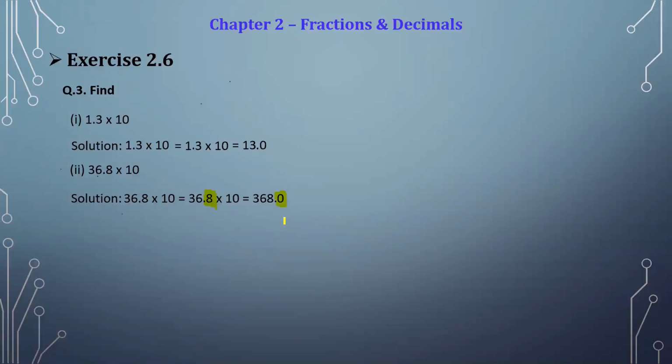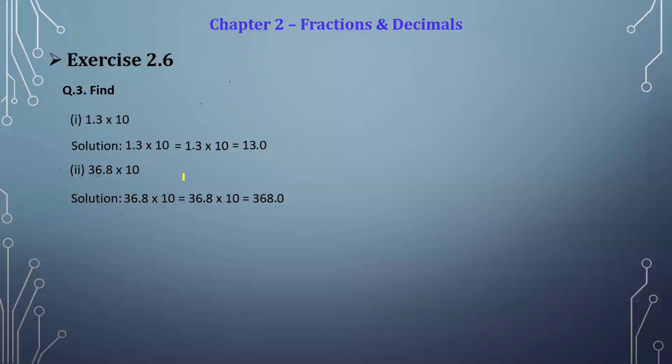368.0. So therefore, final answer is 368.0, or you can also write it like this, 368. That means you can also write it only 368, or you can also write it as 368.0. Now, these are the regular methods which we had used in the first example.